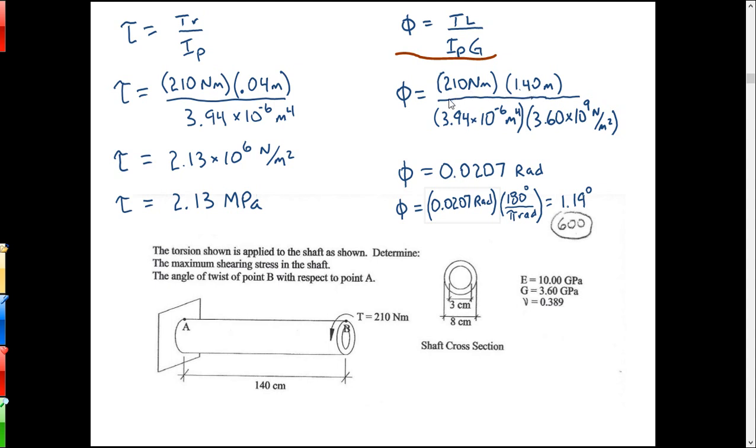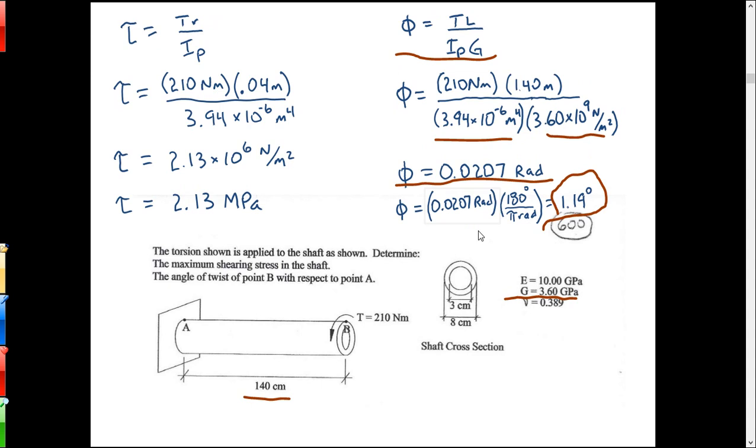Here's the basic angle formula, TL over IG. We've got all the values, so plug them in. The torsion is 210. The length of the shaft is 1.4 meters. There's the moment of inertia, and here's the G value, which is given right there. Run the numbers, and you get 0.0207 radians. That's the output of this formula; it comes out in radians. We can convert it into degrees. It's 1.19 degrees.